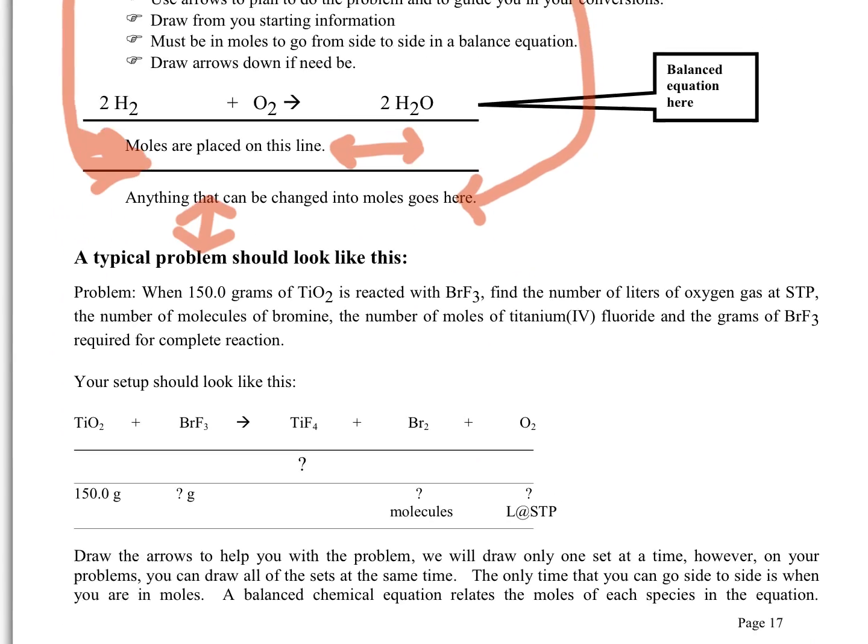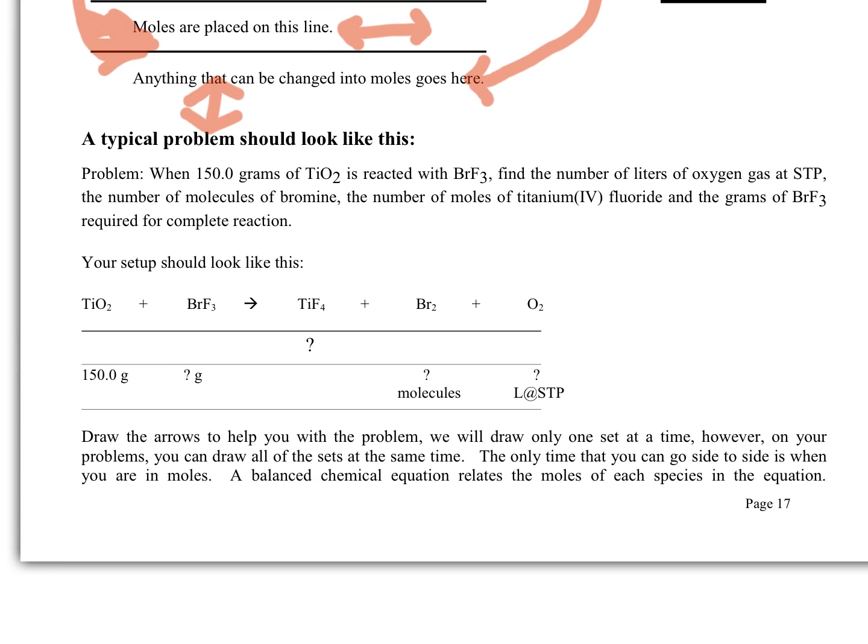So let's look at an example of this. 150 grams of titanium 4 oxide is reacted with bromine trifluoride. Find the number of liters of oxygen gas at STP, the number of molecules of bromine, the number of moles of titanium 4 fluoride, and the grams of bromine trifluoride required for the complete reaction. This is several parts. On an AP question, it wouldn't all be listed like that. It'd be like having several little I's, find each one of these. But for now, make sure you're looking at this.